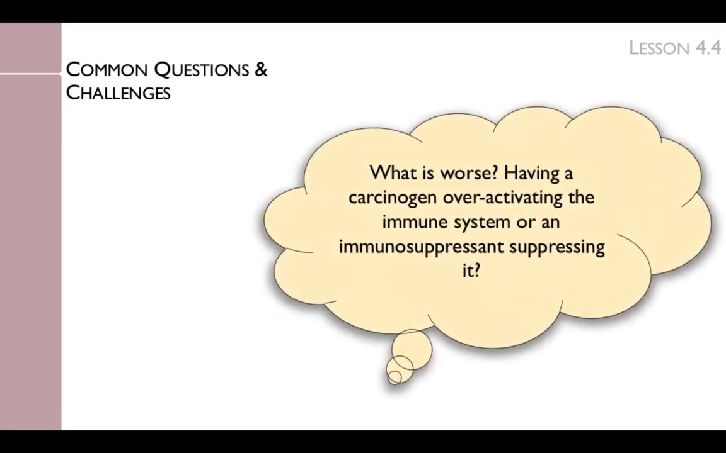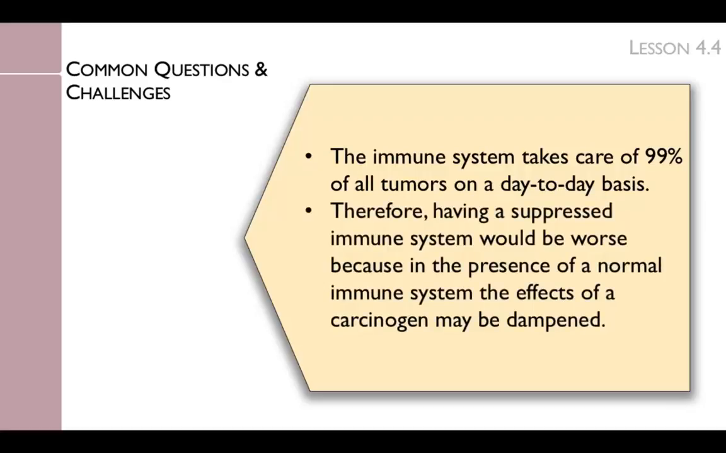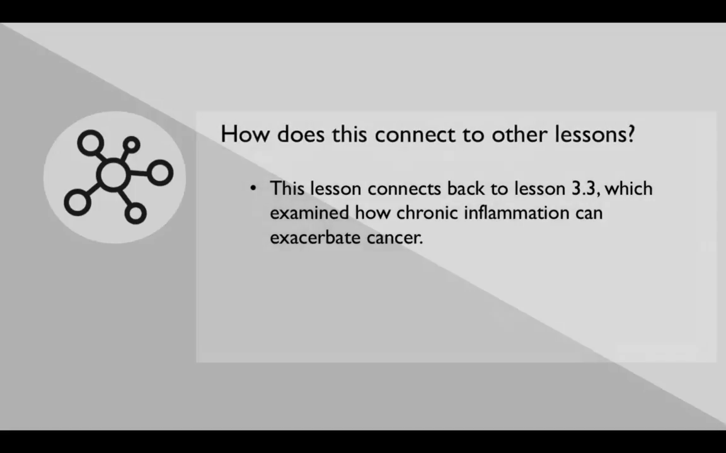One of the most common questions students ask is, what is worse, having a carcinogen overactivating the immune system or an immunosuppressant suppressing it? The immune system takes care of 99% of all tumors on a day-to-day basis. Therefore, having a suppressed immune system would be worse because in the presence of a normal immune system, the effects of a carcinogen may be dampened. At the end of the lesson, collect the lesson worksheets to assess students' explanations of how the immune system can have both positive and negative effects on tumors.